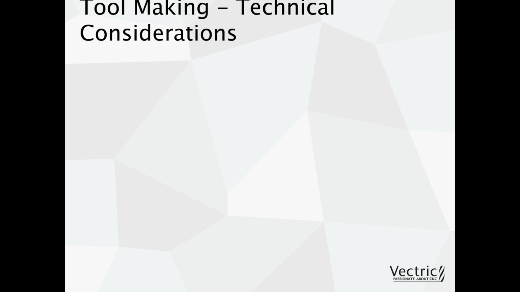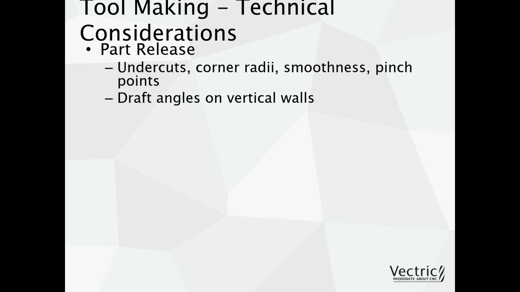So some of the technical considerations to think about. We have to think about part release, so undercuts, the corner radii, smoothness and pinch points. You'll see in the example I'm going to show you today that we look at making sure the model is nice and smooth to avoid those types of things. Obviously within Aspire and on a 3-axis CNC machine it's not possible to produce undercuts, so we automatically avoid that. Again, in today's example, you're going to see me look at adding draft angles, and that's where you've basically got an angled wall on the part in order to allow it to release.